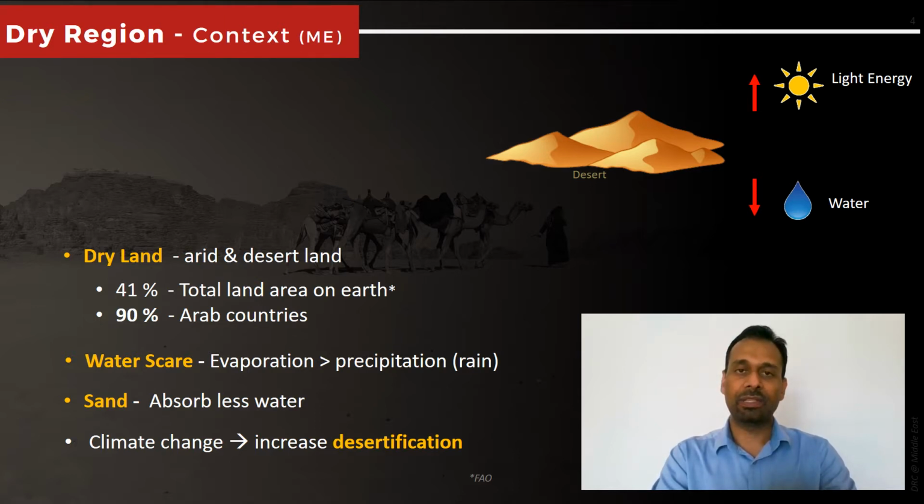And also, the soil type in desert is mostly sandy, which absorbs very little or no water. And on top of that, due to climate and environmental changes, the rate of desertification is increasing day by day. So, in a nutshell, the desert is characterized by a high amount of sunlight or heat and very low availability of water.